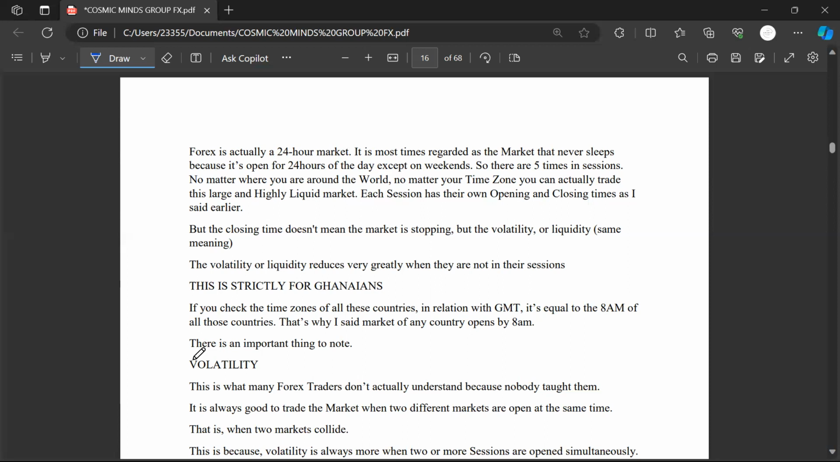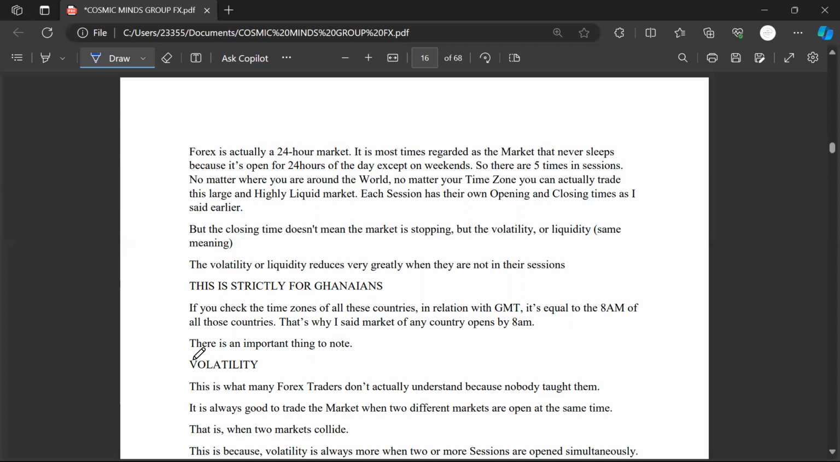So the session, we have 5 of the sessions, right? At the time that one is closing, that will be the time for another market to be opening. You understand? One is closing and then one is opening. There are times that even two can actually open at the same time. Their timing just overlaps for a few hours, right? So two markets can actually open at the same time, and that constitutes volatility.